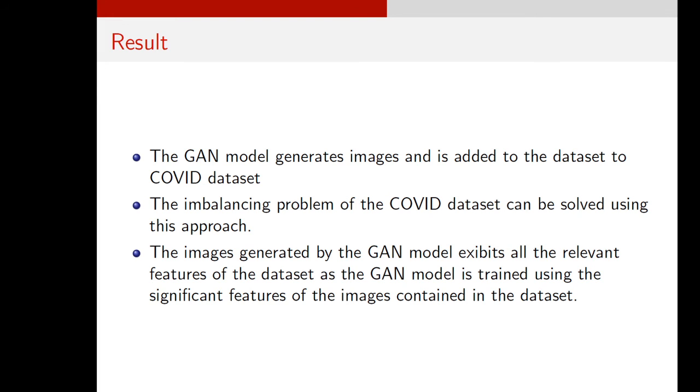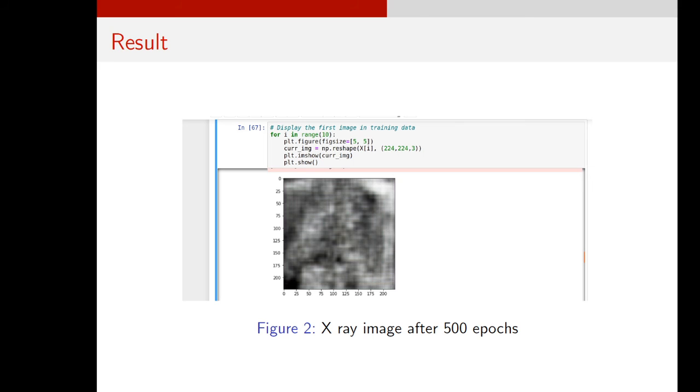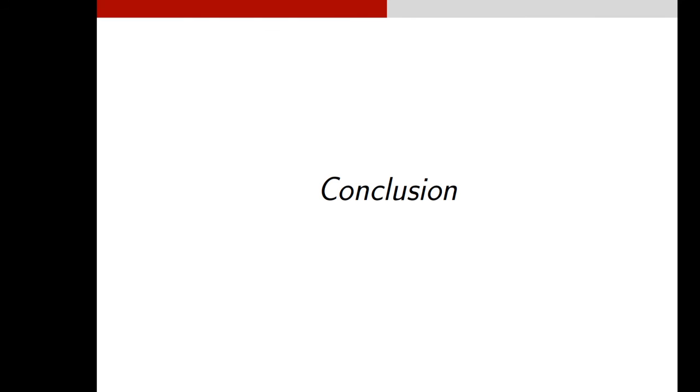The GAN model generates images, which are added to the COVID dataset. The imbalance problem is solved using these fake images. The images generated by the GAN model exhibit all the relevant features of the dataset. So this is the output after 500 epochs.